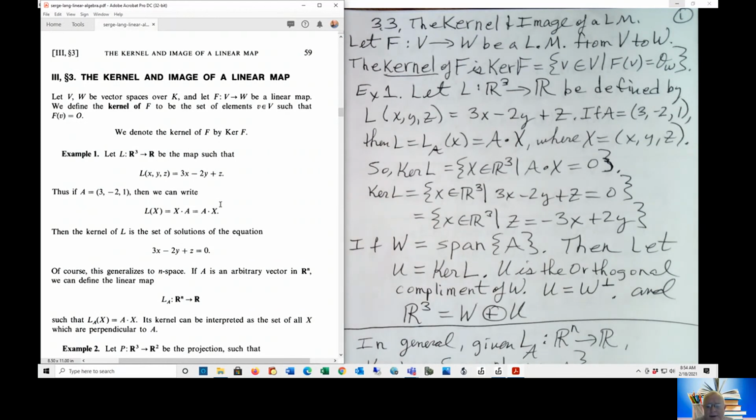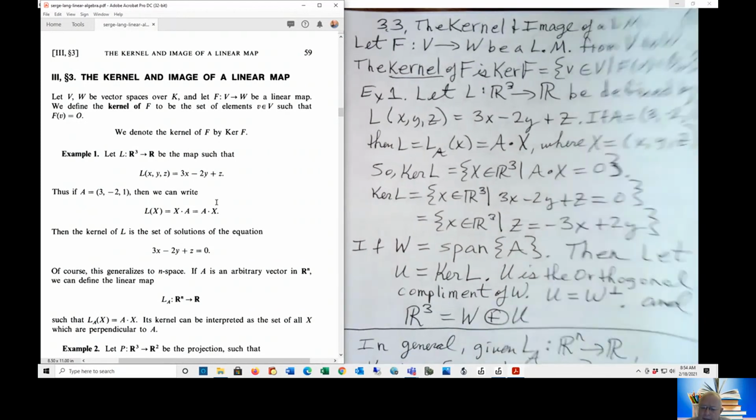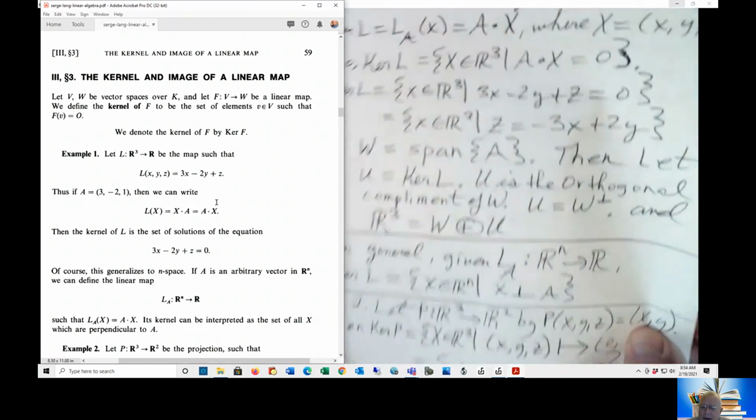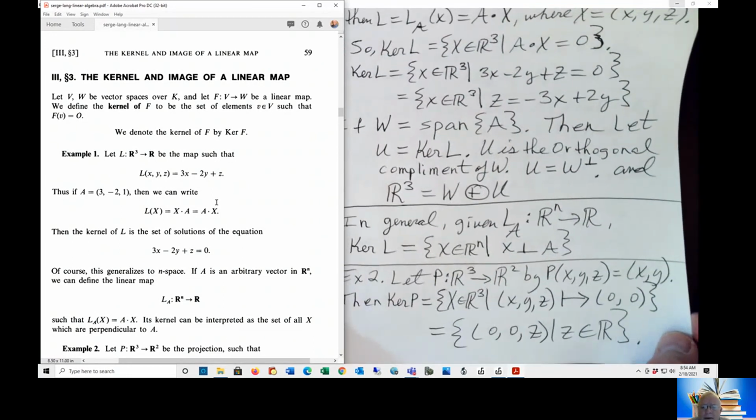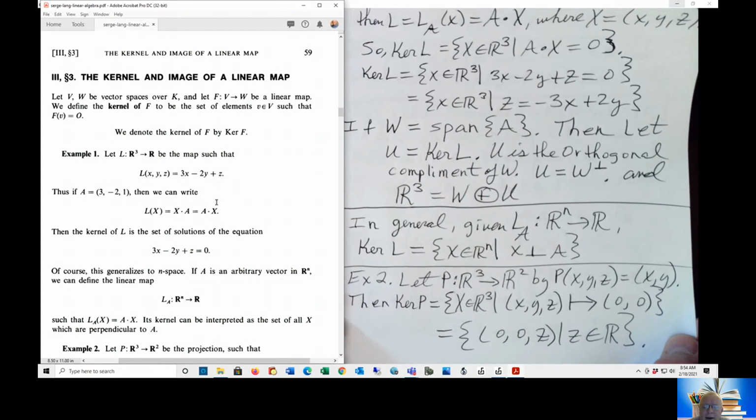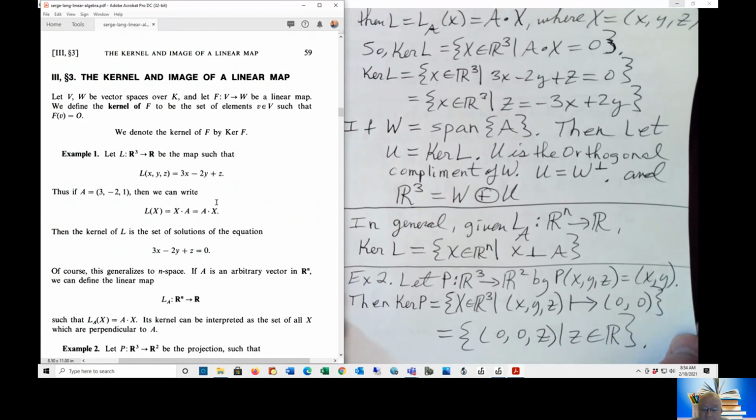Now, in general, given L sub A from Rn to R, the kernel of L sub A would be the set of ordered n-tuples x in Rn that are perpendicular to that vector A.